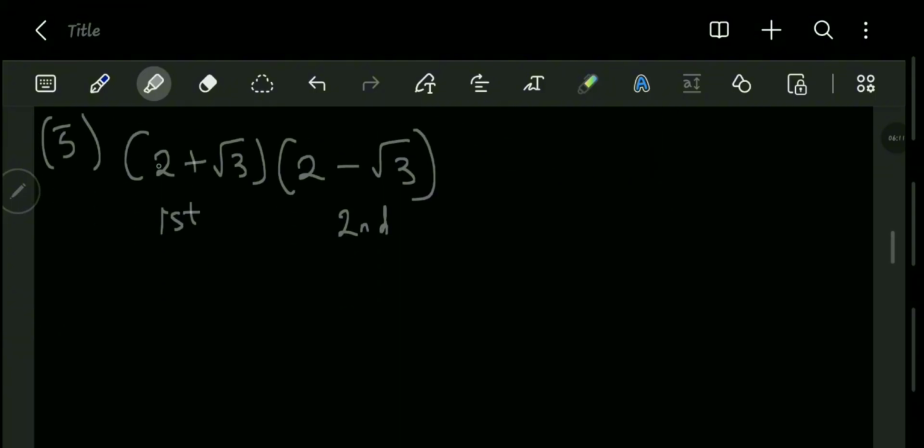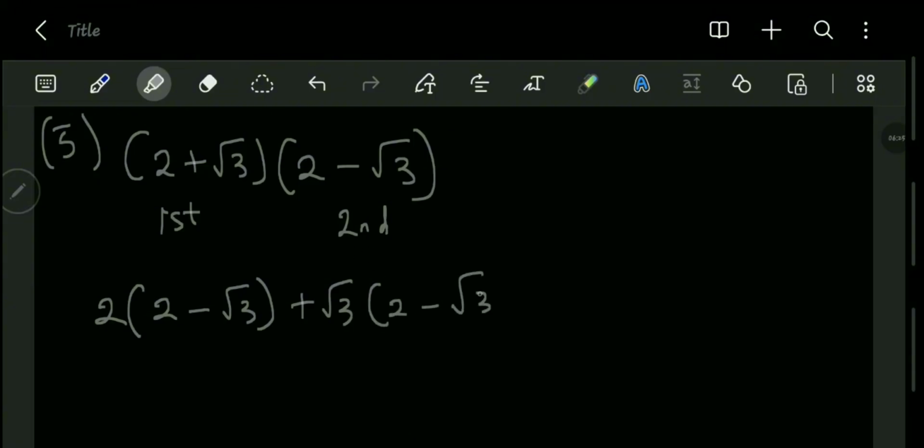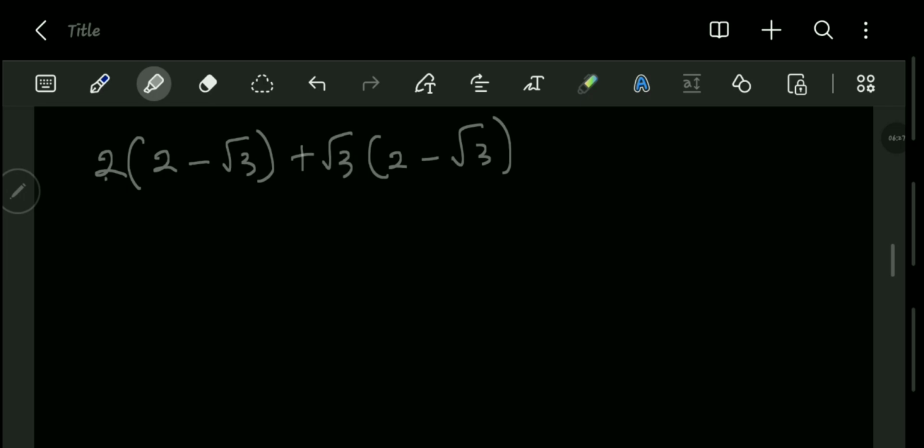So doing so, I'm picking the first term here. I'm having 2 into everything in the second bracket, 2 minus surd 3, then plus surd 3 into 2 minus surd 3. So if I expand, 2 multiplies this and 2 multiplies the other there. So surd 3 multiplies this, and surd 3 as well multiplies surd 3.